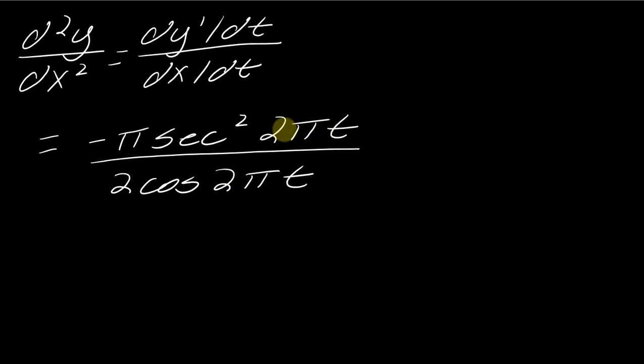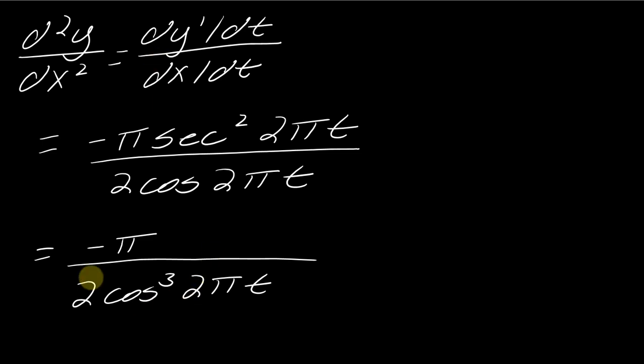We figured out the top part, right? And I do know dx dt that I can recycle from an earlier problem. So here's what I've got. And so I know that secant squared is going to be equal to one over cosine squared. I just have to send it to the bottom. So I can resimplify this to negative pi over 2 cosine cubed 2 pi t.